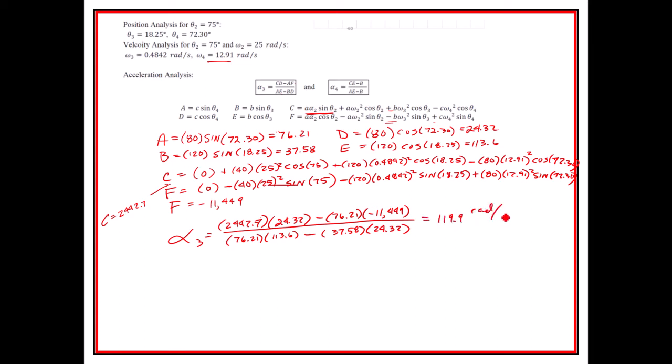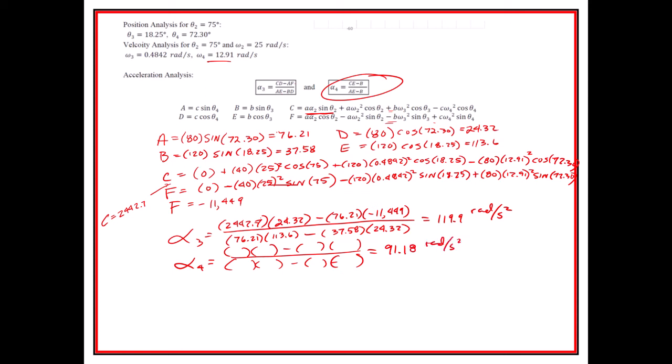And for our purposes, this is actually all we really need, because we're trying to find the acceleration of point P, and we'll see that we don't need the angular acceleration of 4. But if we were to find it just for our own curiosity, going through this equation up here, and I'm not going to take the time to write it out, it's going to be 91.18 radians per second squared, and that'd be good. That's something that we can actually check from our Excel.